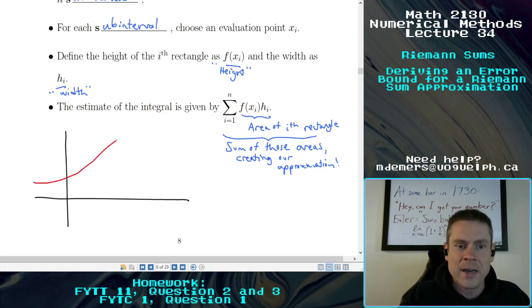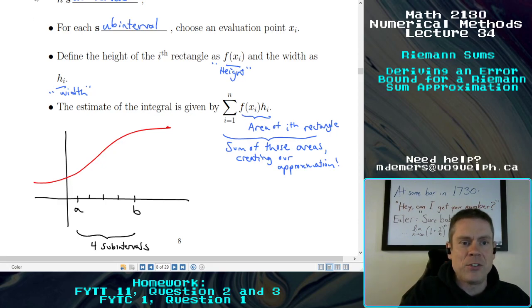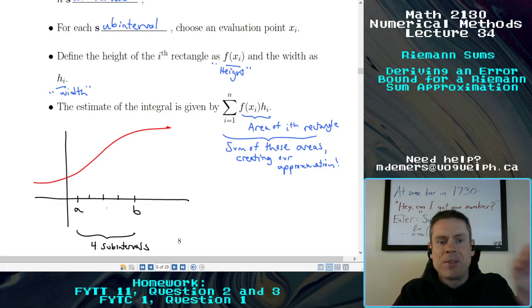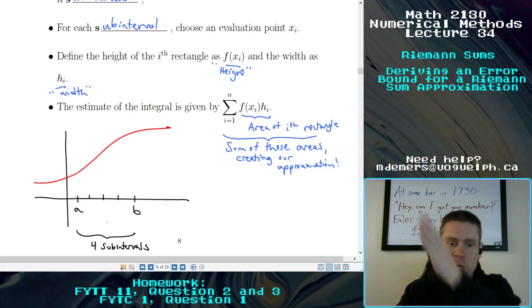Suppose we have a curve and it looks like this, and our domain of integration is a to b, something like that. Suppose we were dividing this into, say, 4 subintervals. There's our 4 subintervals. We have defined a number of those different subintervals just by dividing up the interval a to b. I've used a uniform partition, meaning there's an equal distance between each one of those.